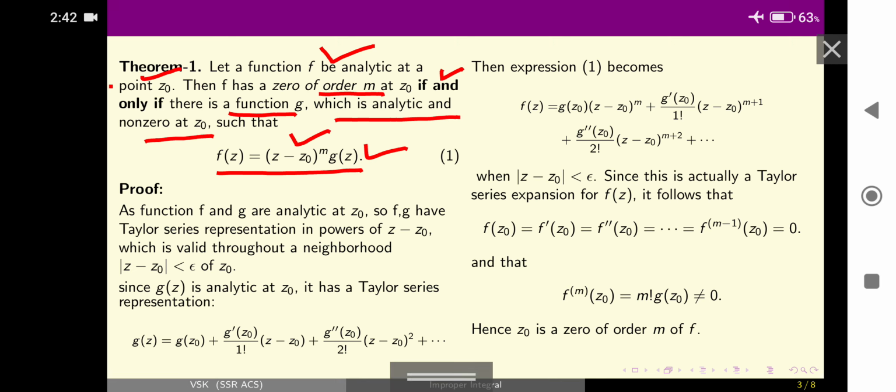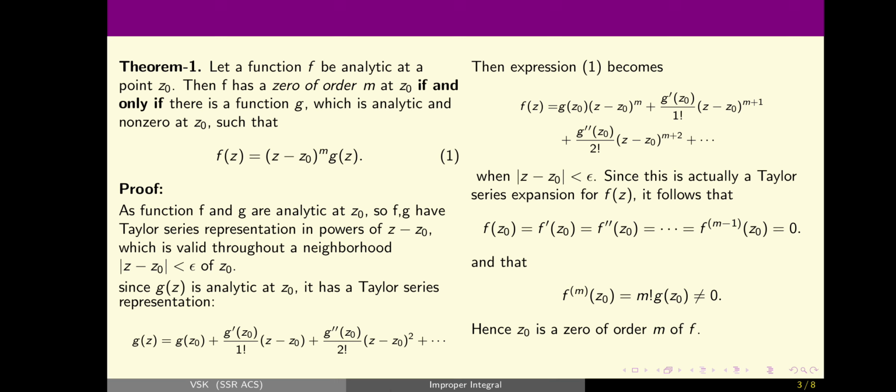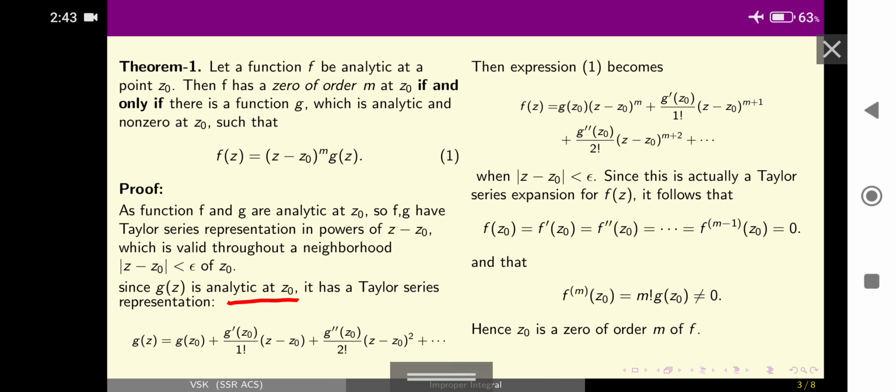So let us see the proof. As f and g are analytic at z naught, f and g have Taylor series representation in powers of z minus z naught, which is valid throughout a neighborhood |z minus z naught| less than epsilon of z naught. Now, since g(z) is analytic at z naught, it has a Taylor series representation given by g(z) is equal to g(z naught) plus g dash z naught divided by factorial 1 into (z minus z naught) plus g double dash z naught divided by factorial 2 into (z minus z naught) squared, and so on.